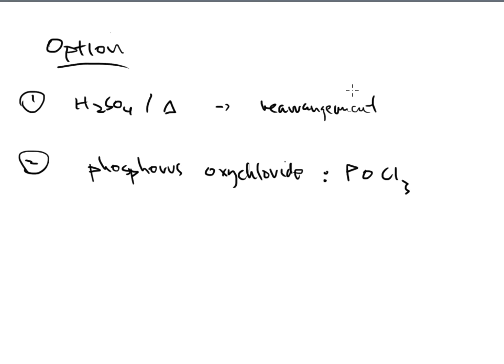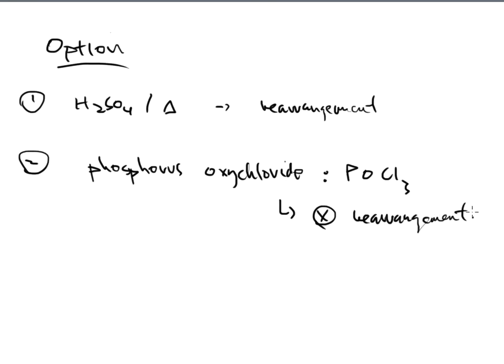Well, look, think of this as PCl3 or PBr3. I have POCl3. There's no difference. So if that helps you keep everything straight, the phosphorus oxychloride prevents rearrangement.